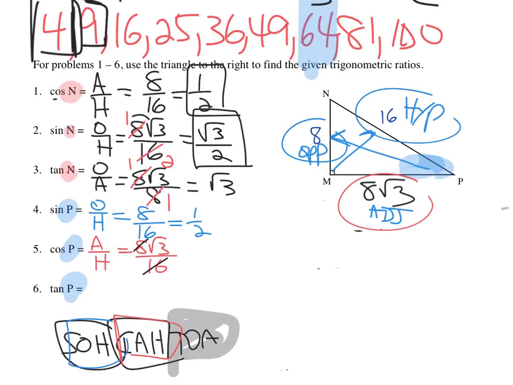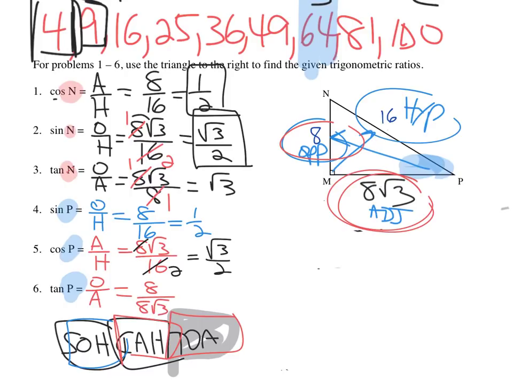But 8 goes into 16 2 times. So there your answer is radical 3 over 2. And then the tangent of angle P, that's the TOA, that's opposite over adjacent. So that's 8 over 8 radical 3. Well, 8 goes into 8 one time. So now I have 1 over radical 3.